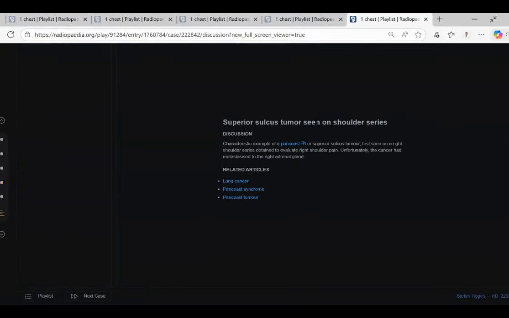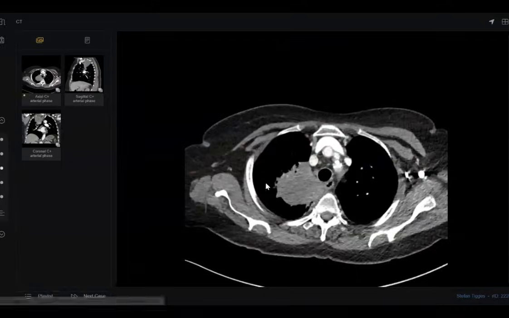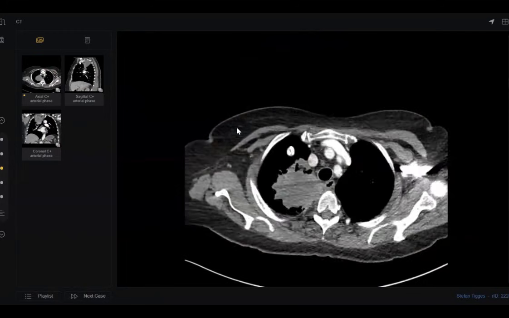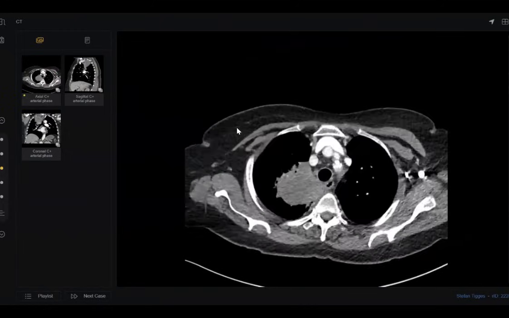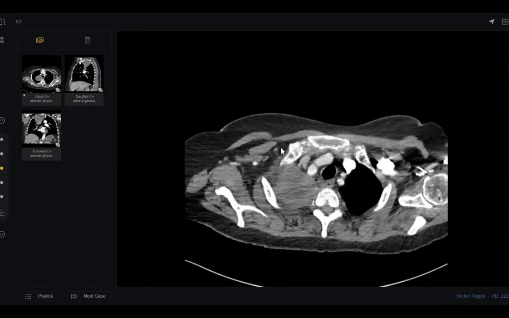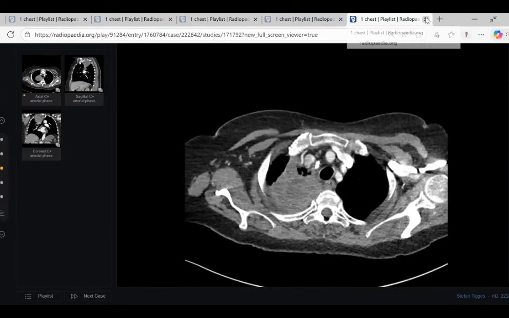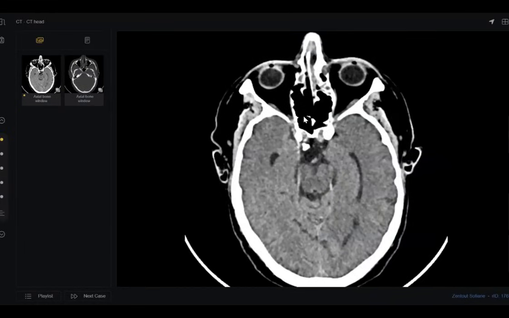Is the case superior sulcus or Pancoast tumor? Because it is infiltrating the chest wall. The difference between superior sulcus tumor and Pancoast tumor is infiltration of the chest wall, plus sure signs of vascular invasion. Okay, my colleagues. And in my opinion, don't talk about the veins and arterial veins. Next candidate.